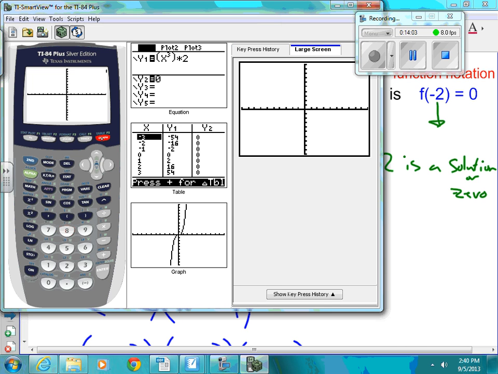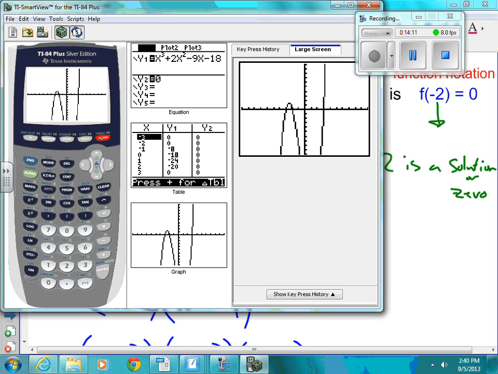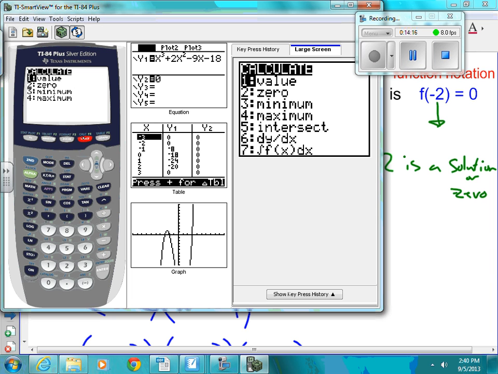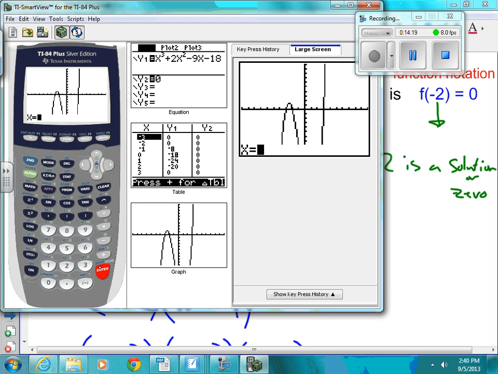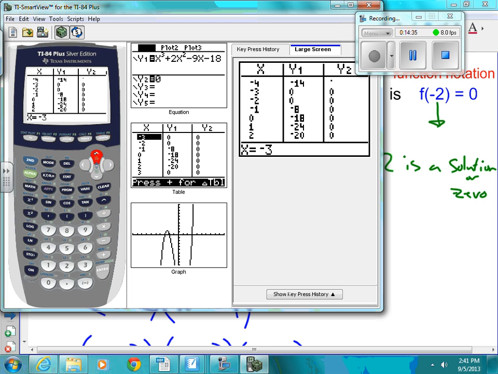Let's graph it. Remember, the zeros are where it crosses the x-axis. It looks to me like it crosses at negative 2, negative 3, and positive 3. You can check that by going second trace, value. Let's plug in negative 3. Is that a 0? Yep. Second trace, value, positive 3. Is that a 0? Yep. I can go to the table. At negative 3 is a 0. Negative 2 is a 0. And at positive 3 is a 0. Same as what I got before.